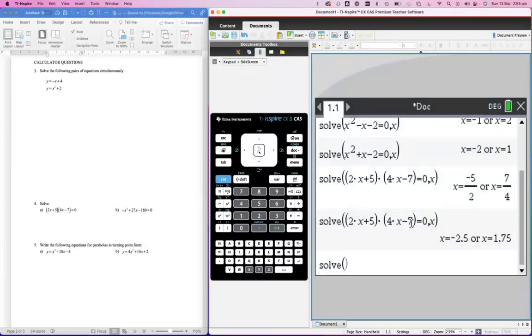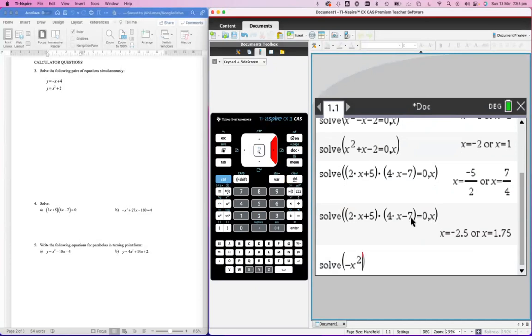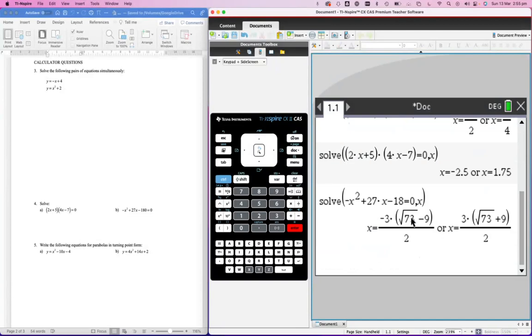Same idea here. Feel free to pause the video and get ahead of me if you want to and see if you can get it yourself. Don't forget to write the comma x in, press return, and there we have it. It needs a bit of translation, does it not? So this says minus 3 multiplied by, and then it's got root 73 minus 9. So that's fine. That's how I would write it down.